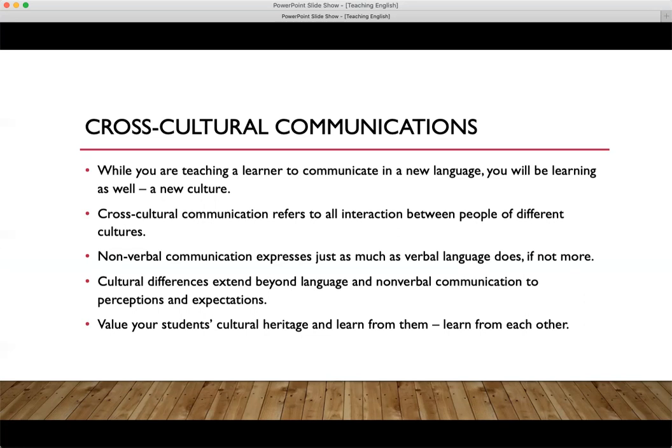Cultural differences extend beyond language and nonverbal communication to perceptions and expectations. We are the product of historical and social influences that have forged our particular way of life. In the same way, your students will bring with them the values and attitudes of their own culture.